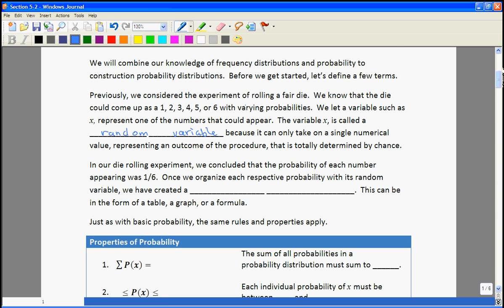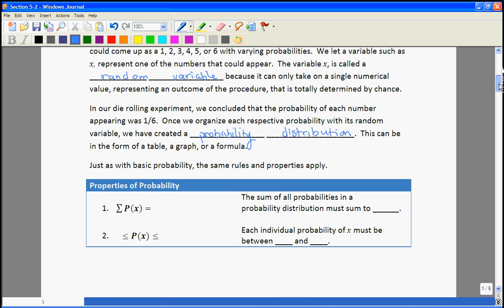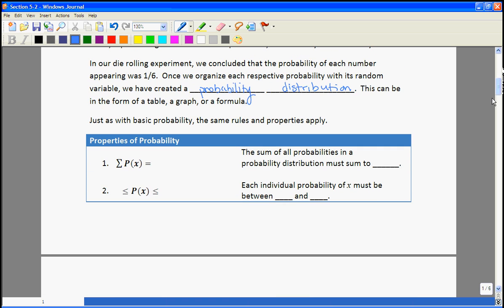Now in our die rolling experiment, we concluded that the probability of each number appearing was 1/6, as I just mentioned. Once we organize each respective probability with its random variable value, we have created a probability distribution. This can be in the form of a table, a graph, or a formula. Probably a lot of what we see will be in table form, but they also can be represented by a graph where you graph the bars, almost like a histogram, or as a formula.